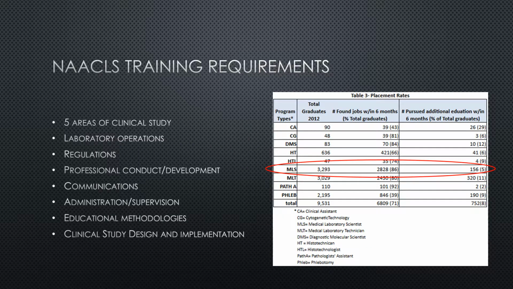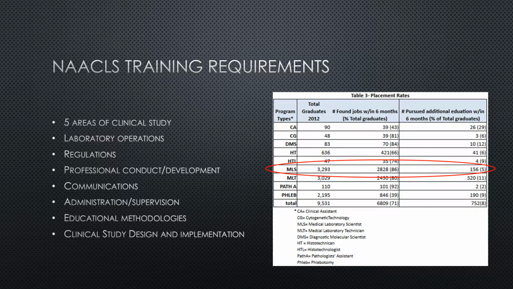So there are specific training requirements, as you are well aware, for the medical laboratory science as set out by NACLS. So you can't just go get a biology degree, show up at a lab and say, I think I know enough, why don't you hire me? NACLS requires that there are prerequisite courses. There are 5 areas of clinical study.